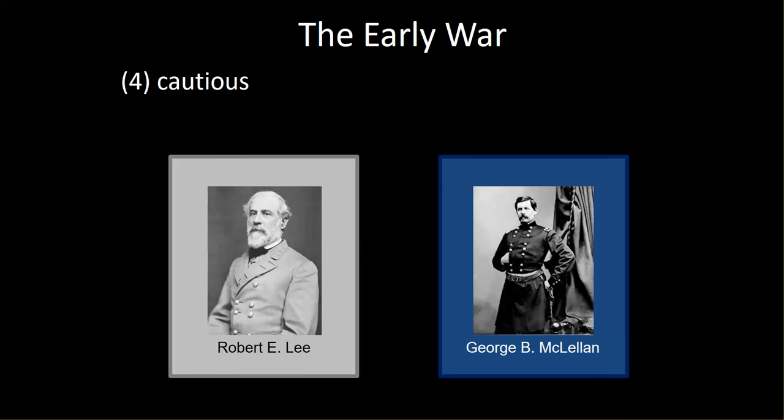Lee met McClellan's forces in what's called the Seven Days Campaign. That is a series of battles on the peninsula south of Richmond. Even though he had a numerically inferior force, Lee forced McClellan to withdraw almost all the way back to D.C. In August of that year, Lee had another victory at the Second Battle of Bull Run.